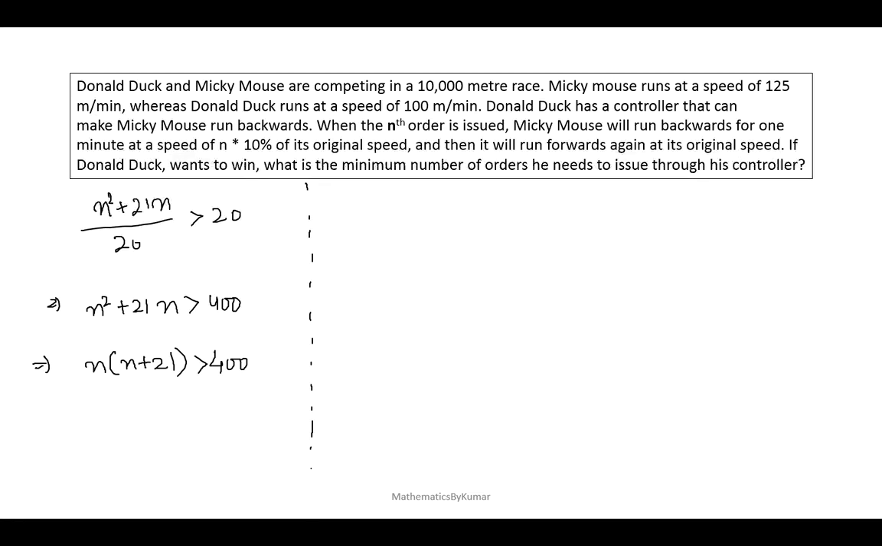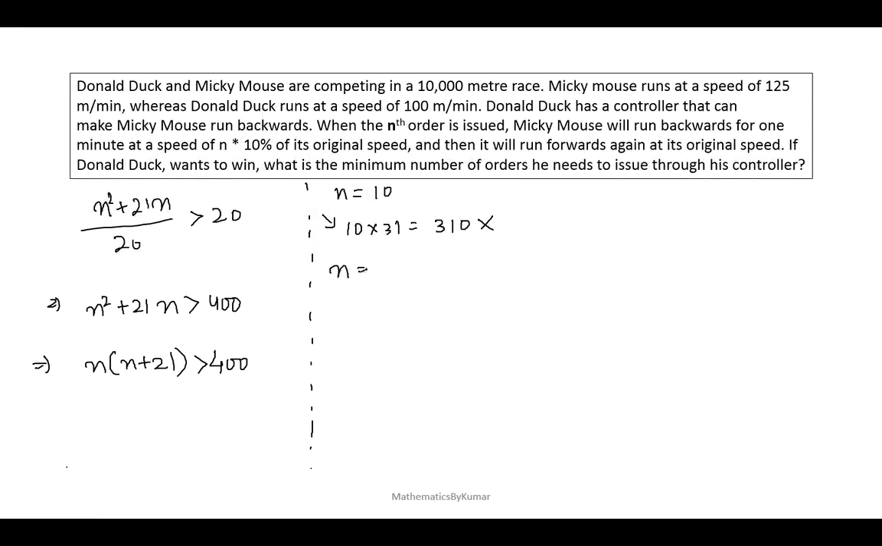Okay, so let's see, how about we start with a guess. Let's start with n equal to 10. Let's say 10 is the minimum number of orders. For that I get 10 into 10 plus 21, which is 31. This is 310. Greater than 400? No. Okay, so let's try something bigger.